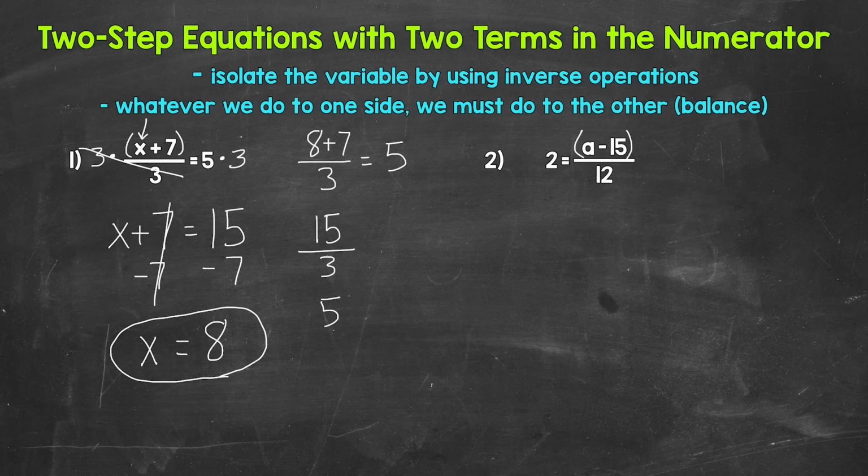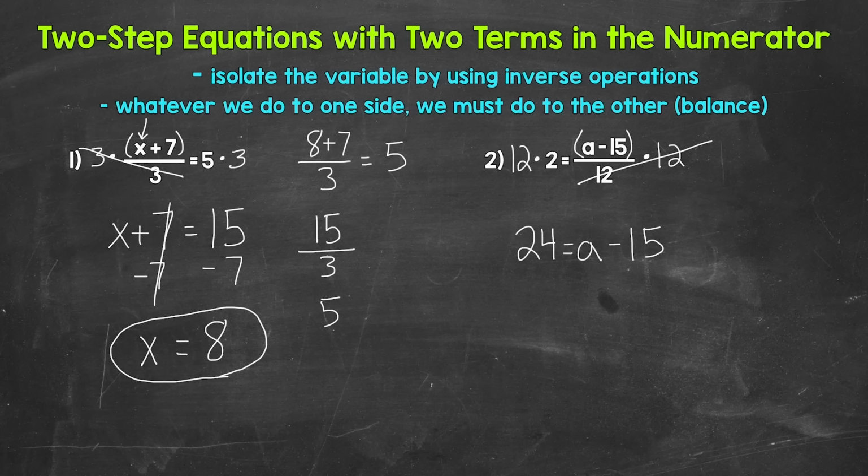So what's the inverse operation of division? Well, multiplication. So let's multiply the right side by 12. Whatever we do to one side, we must do to the other. So multiply the left side by 12 as well. On the right side, we are dividing by 12 and multiplying by 12. These 12s cancel each other out. So now we just have a minus 15 equals, and then on the left side, 12 times 2 gives us 24. So a minus 15 equals 24.